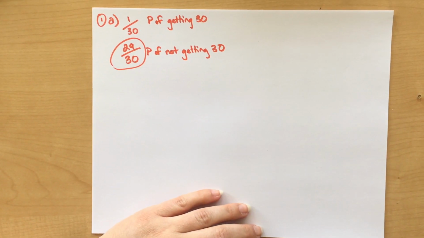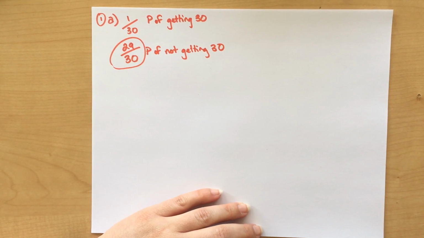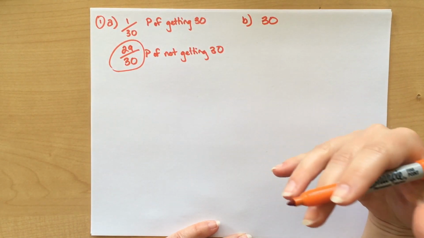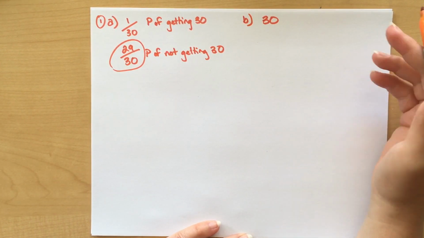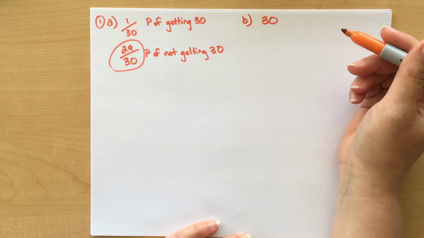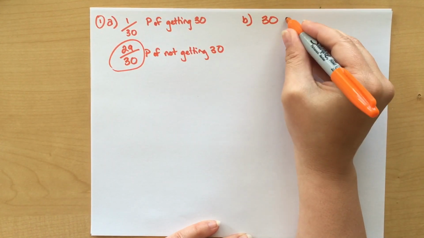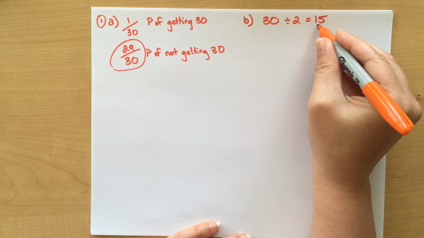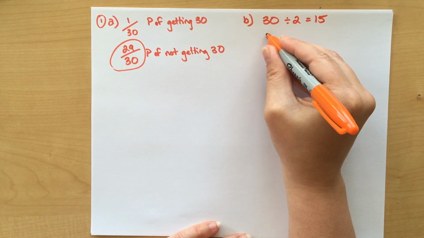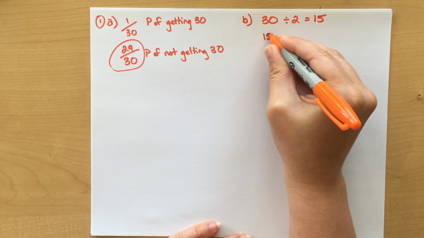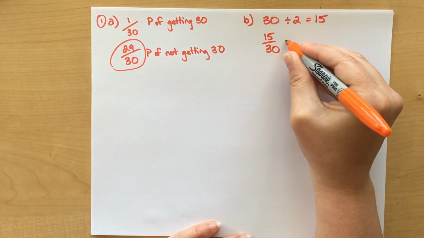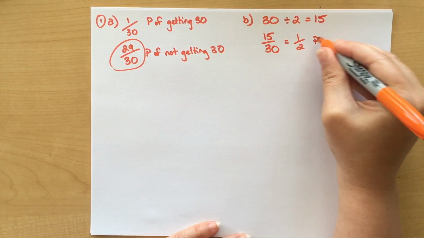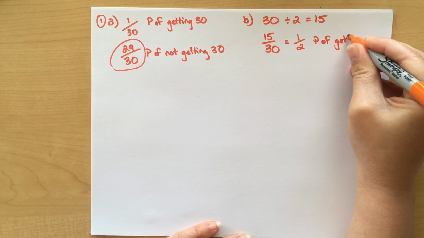1B, what are the chances of selecting a card with an odd number on it? If you think there are 30 possibilities, half of them are odd, half of them are even. 1, 3, 5, 7, 9, and so on are all odd. 2, 4, 6, 8, 10 are all even. If you divide it by half, you'll get 15. So 15 are odd, 15 are even. The chances of getting a card with an odd number on it are 15 out of 30. We can simplify that fraction to 1/2. That's the probability of getting an odd number.